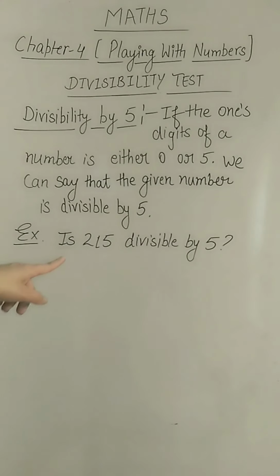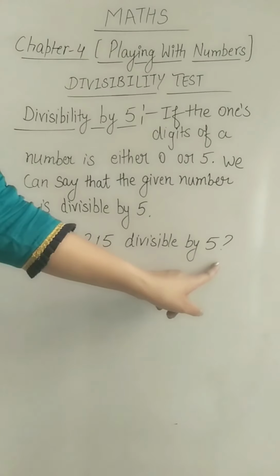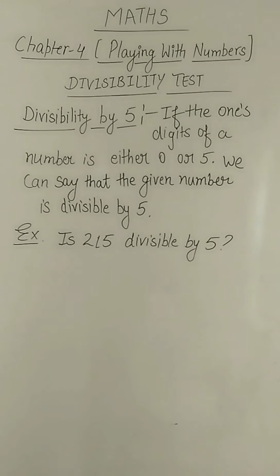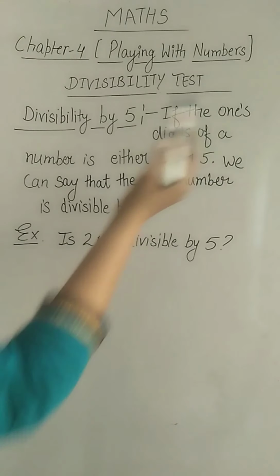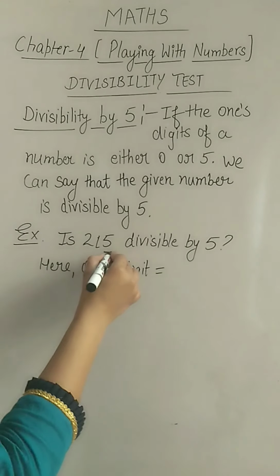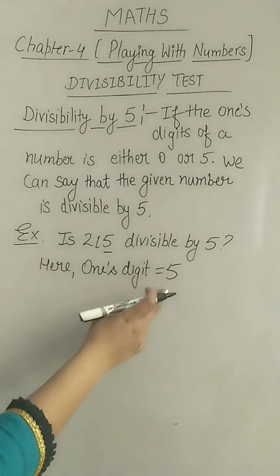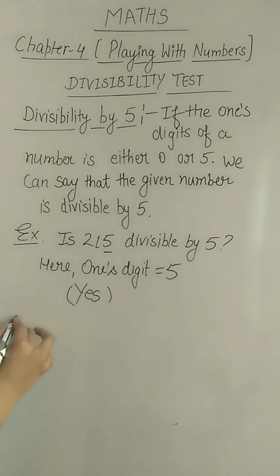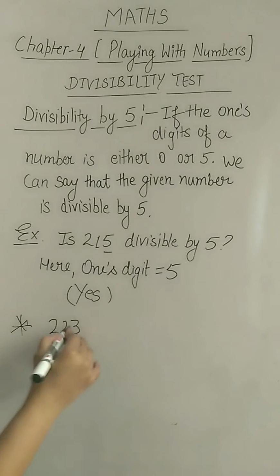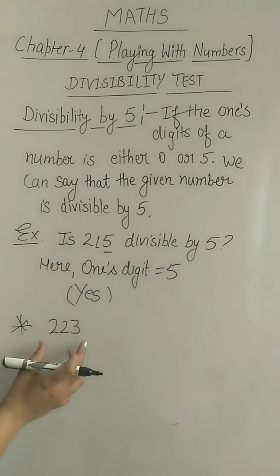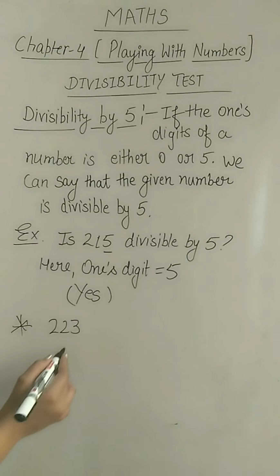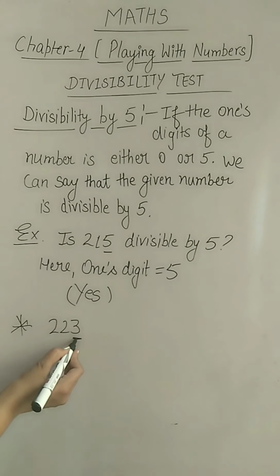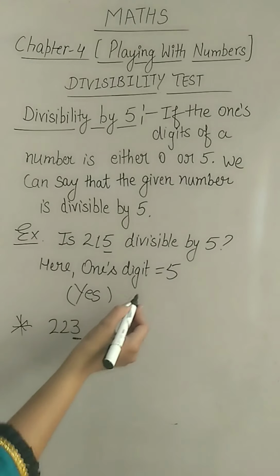This is an example: is 215 divisible by 5? So let's check for this. And students, as you all know, according to this rule, we have to check only the ones digit. So here the ones digit is 5. So students, we can say that this number is divisible by 5. Okay. So students, now let's check for this, 223. Here we will check only the ones digit, and the ones digit should be 0 or 5. So that means it is not divisible by 5.